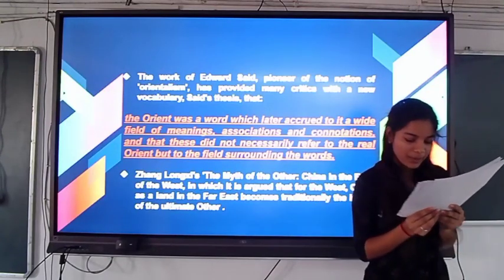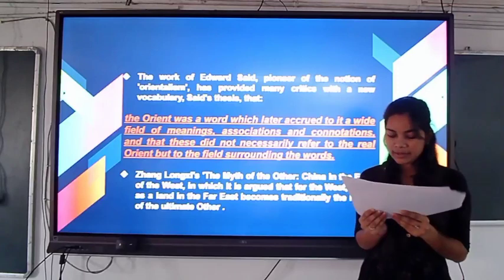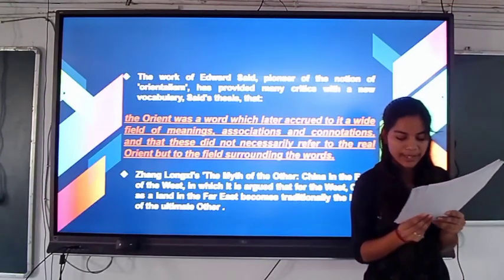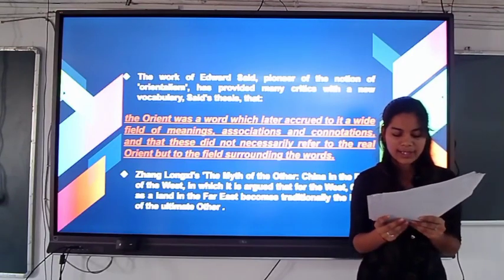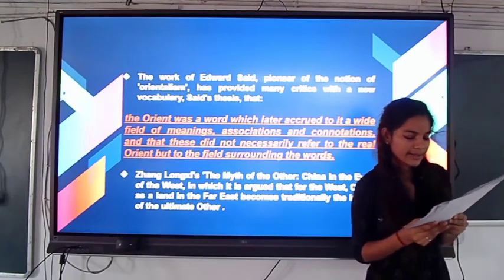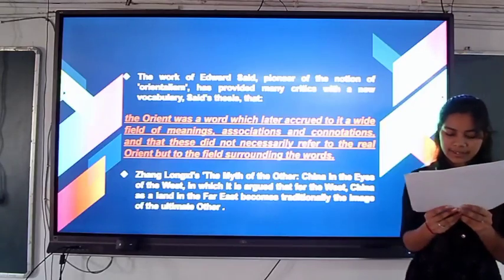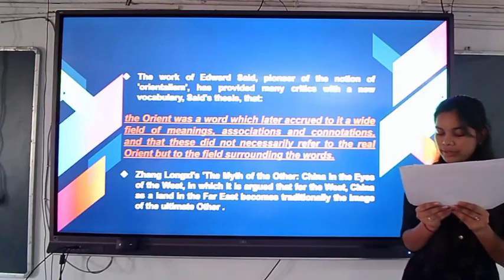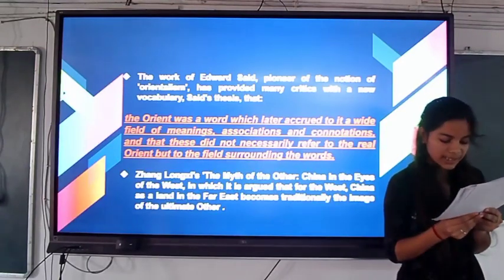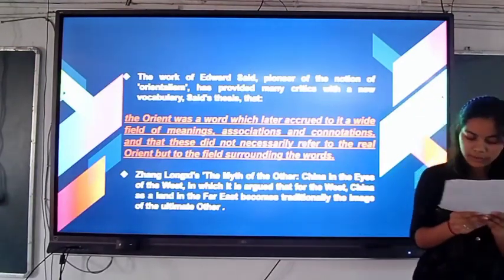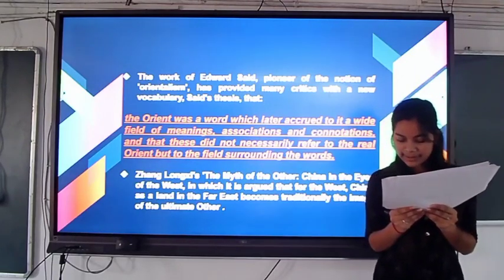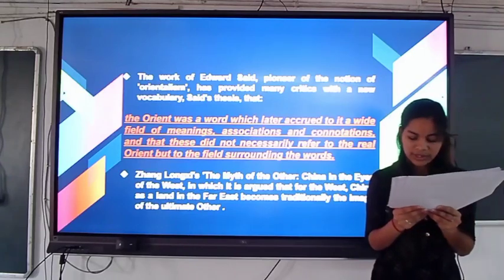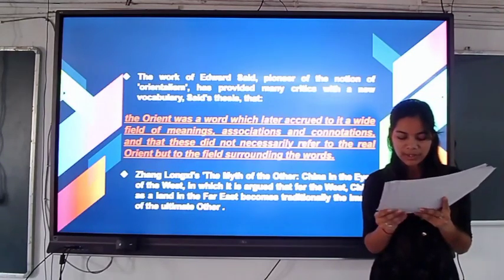Also, they spoke about the work of Edward Said, the pioneer of Orientalism, who provided many critics with a new vocabulary. Another critic spoke about his thesis that the Orient was a word which occurred in a wide field of meanings, associations, and connotations, and that this did not necessarily refer to the real Orient, but to the field surrounding it in the world.